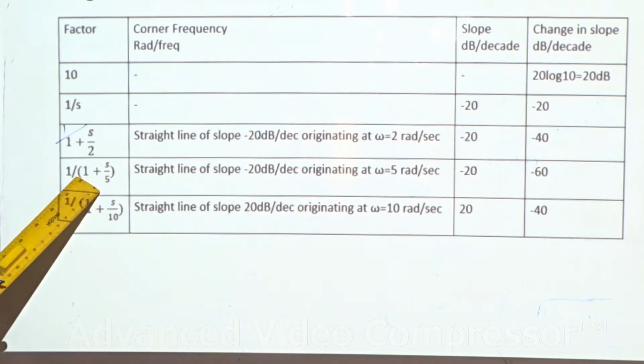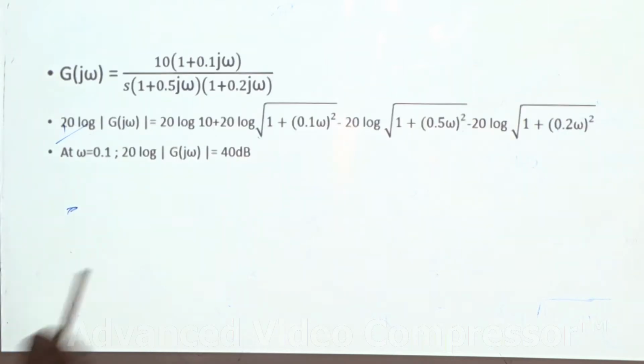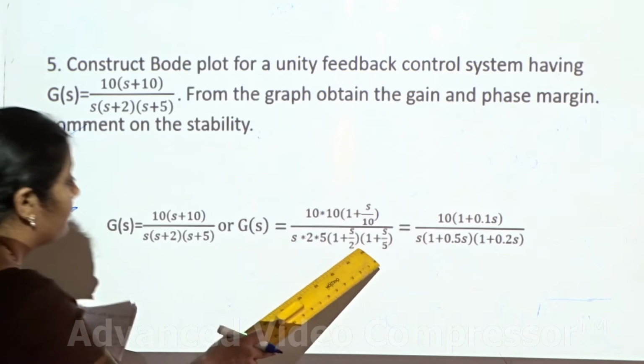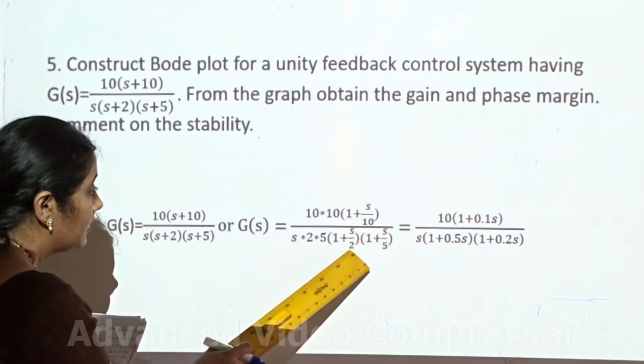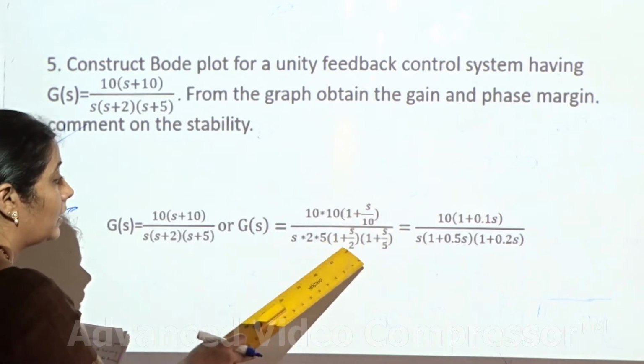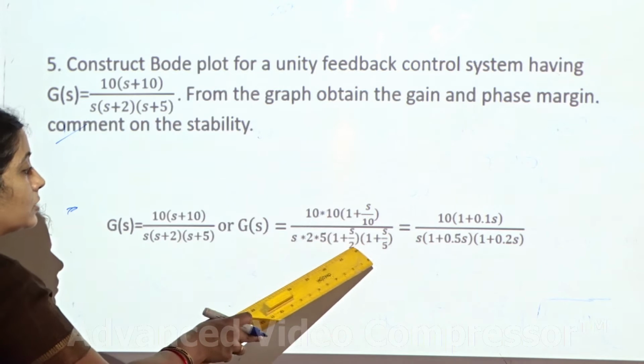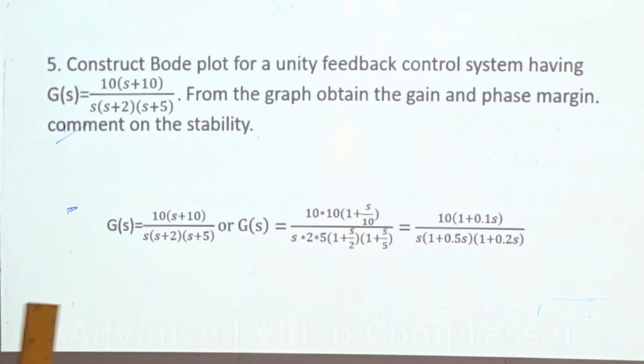Then you have another slope, 1 by 1 plus S by 2. Then the next frequency is 5, then 10. You have to come in ascending order. Okay, you have to increase. So it is 2, 5, then you have to come to the 10th one.